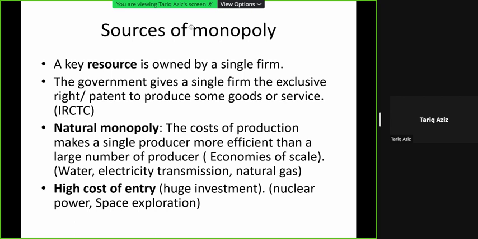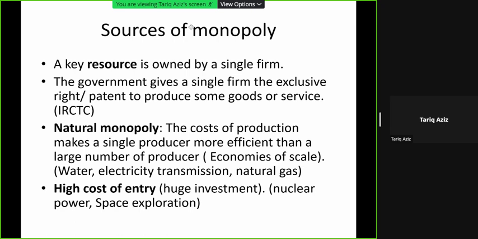So patent is also one of the reasons for monopoly. Especially it happens in industries where products are based on R&D. Because of research and development, some new products are designed, and a patent is registered. The government gives them exclusive right to produce and sell that product. No other players can copy that product.